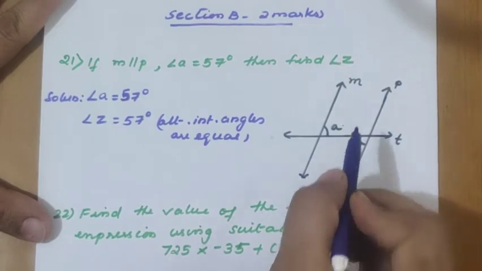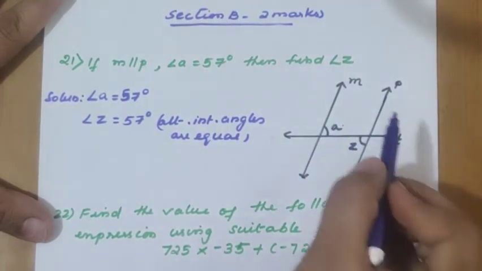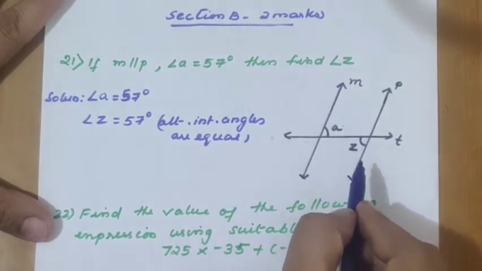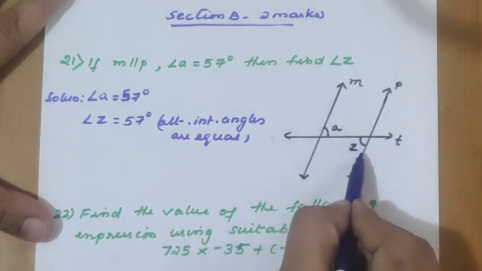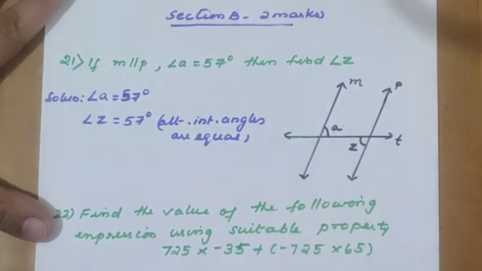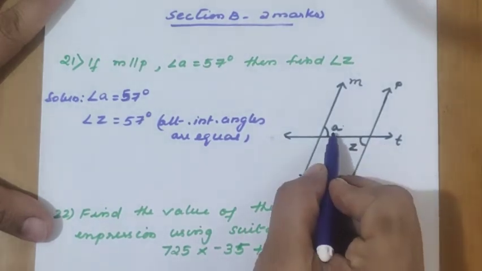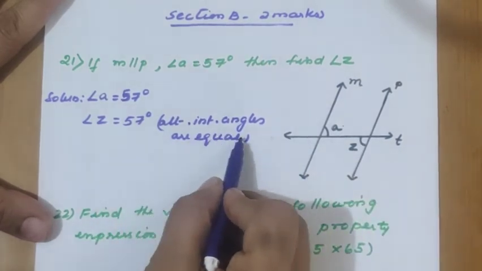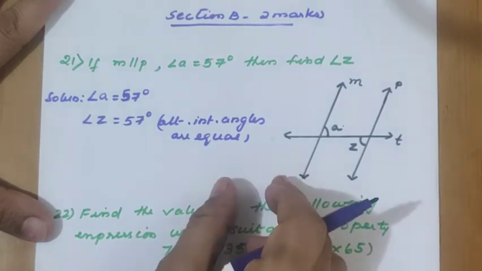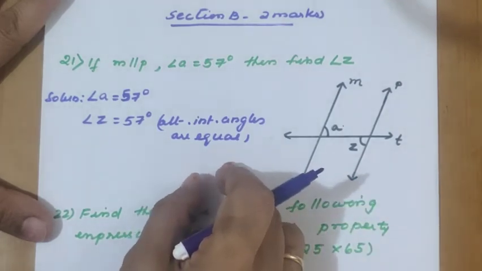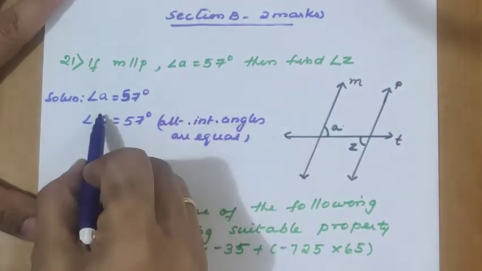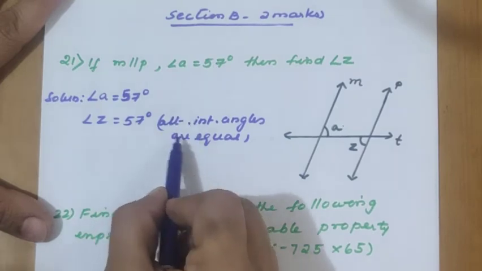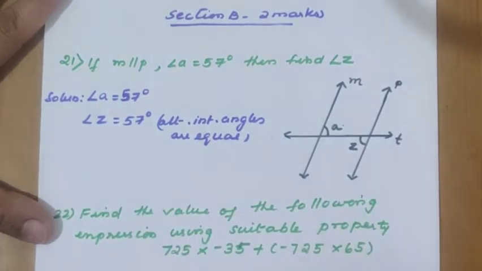If we check this diagram, A and Z are alternate interior angles only. See the shape, the one we are getting like an alphabet is Z only. So M will start like this. So A and Z are alternate interior angles. So A equal to 57 means angle Z is also equal to 57, and we should write the reason: alternate interior angles are equal. In 2 mark questions, reasons must be written, otherwise the mark will be deducted. So we should write the solution as angle A equal to 57, angle Z equal to 57 with the reason alternate interior angles are equal.